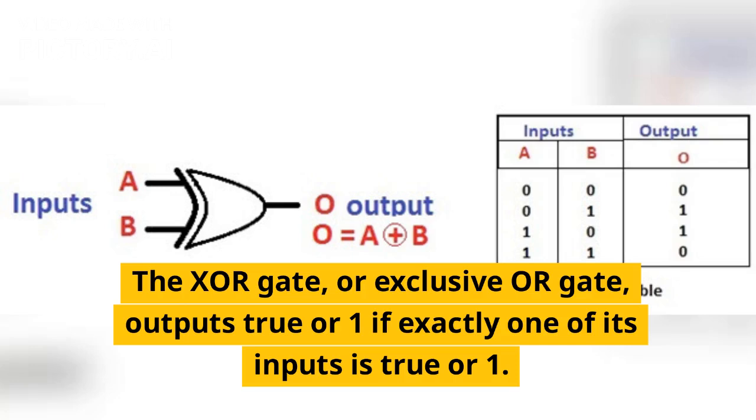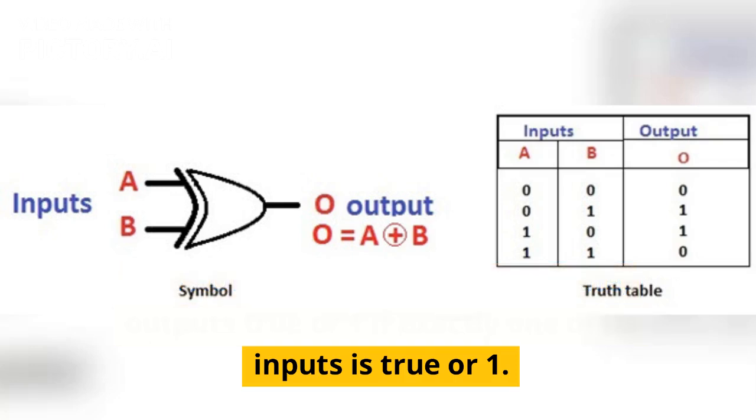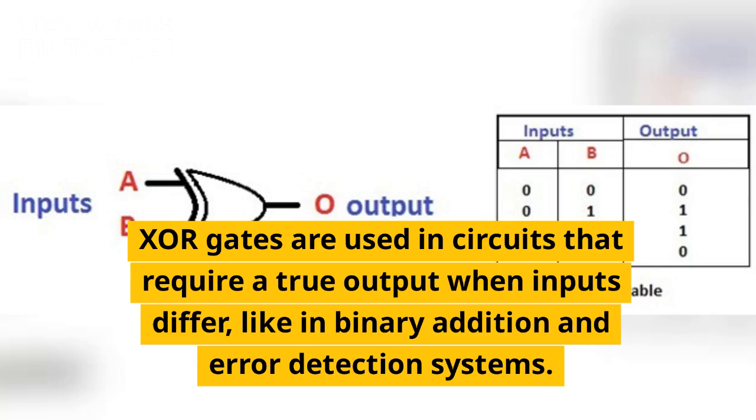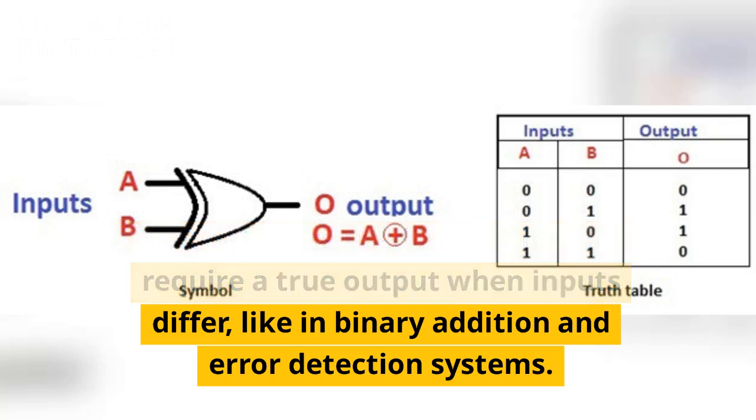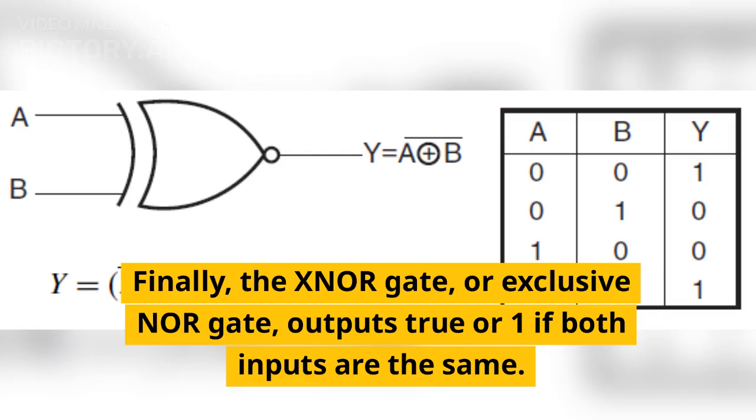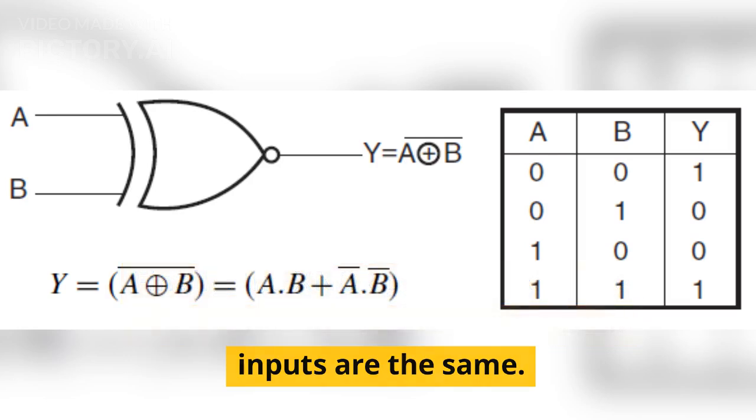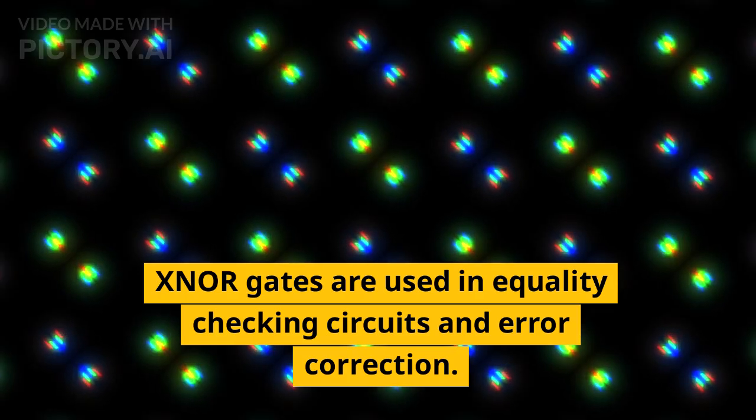The XOR gate, or exclusive OR gate, outputs true or 1 if exactly one of its inputs is true or 1. XOR gates are used in circuits that require a true output when inputs differ, like in binary addition and error detection systems. Finally, the XNOR gate, or exclusive NOR gate, outputs true or 1 if both inputs are the same. XNOR gates are used in equality checking circuits and error correction.